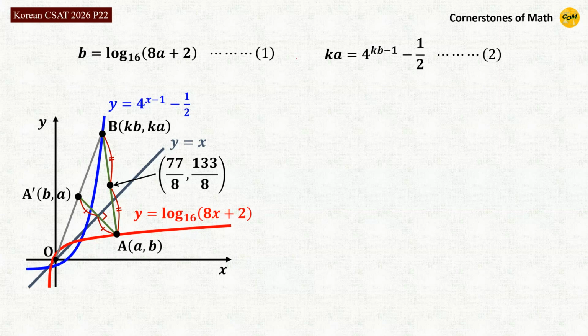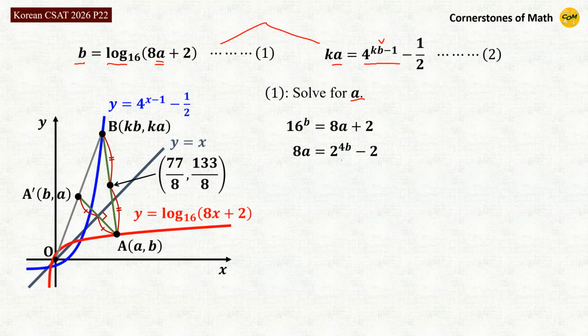First, let us observe our first two equations. In the first equation, b is given as some log value of a, and in the second equation, a is given as some exponential value of b. So maybe these two equations are of the same form. Based on this intuition, let us solve for a in the first equation and express it in terms of b. So from equation 1, removing the logarithm gives 16 to the power of b equals 8a plus 2. So 8a equals, let's write 16 to the power of b as 2 to the power of 4b, so 2 to the power of 4b minus 2.